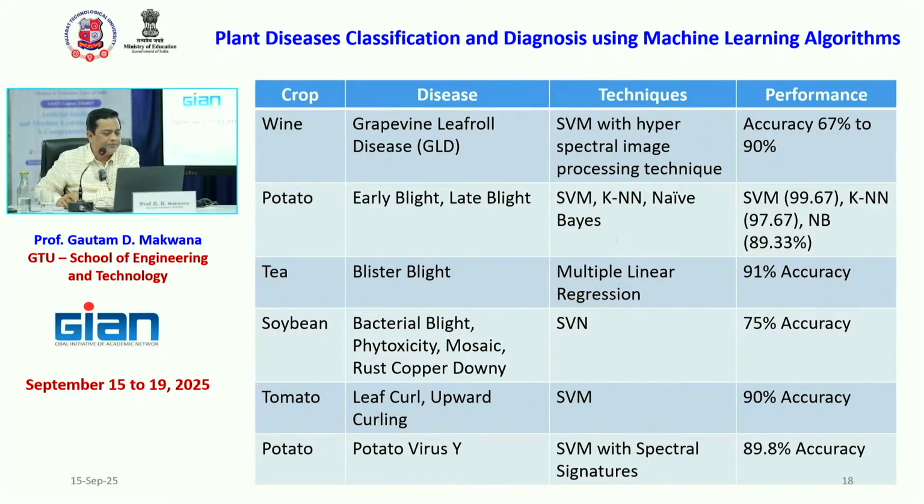So these are some examples of different kinds of plant disease classification and diagnosis using machine learning: the type of plant, the type of disease, the techniques that can be used, and the resulting accuracy from 67 to 90%. This is just an example of vine, potato, tea, soybean, tomato, and potato, and these are the different kinds of disease seen in these crops. And these are the different algorithms that can be used to predict a particular disease in a particular crop.